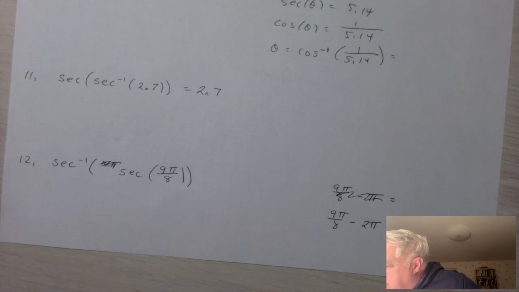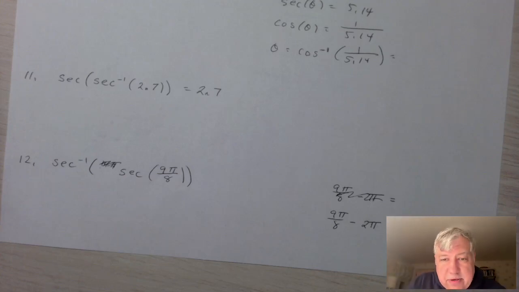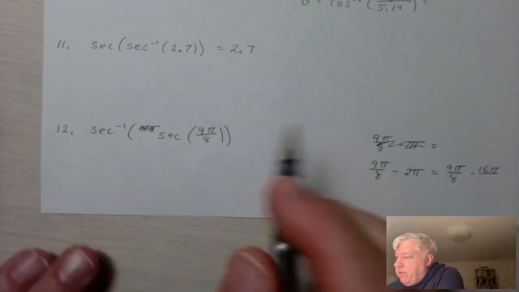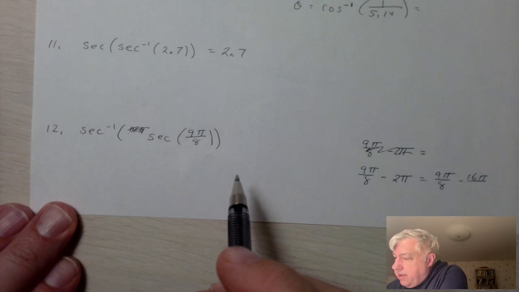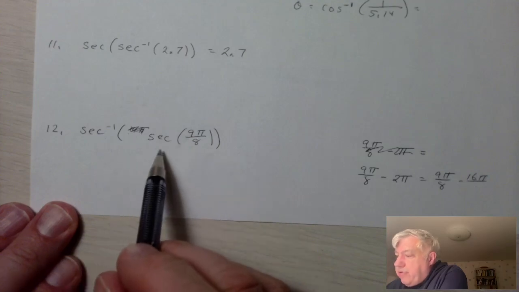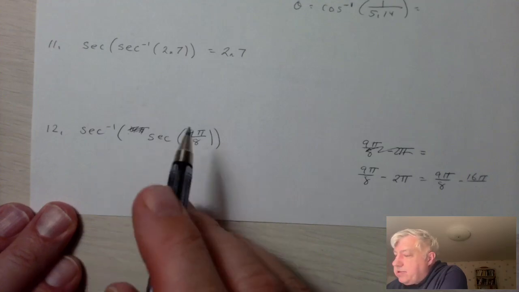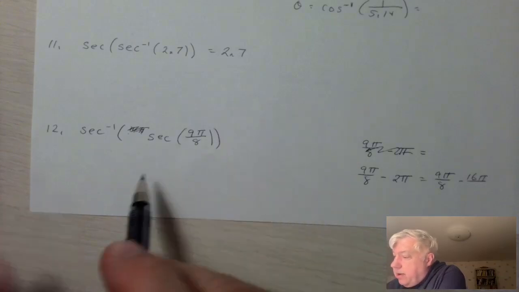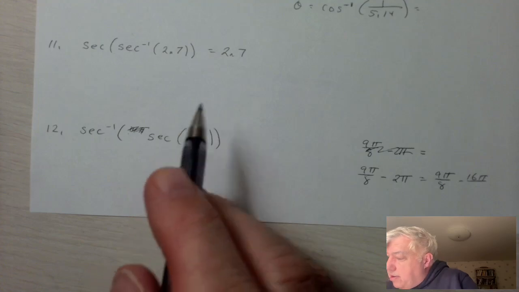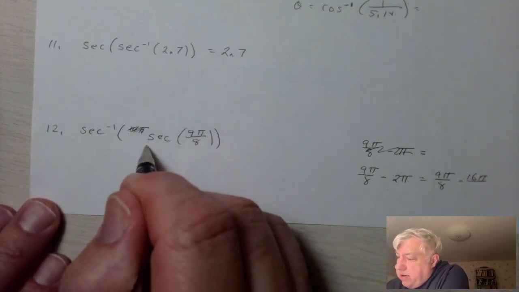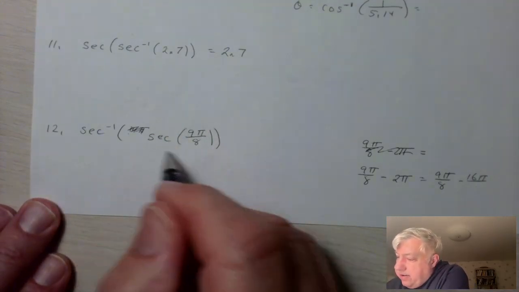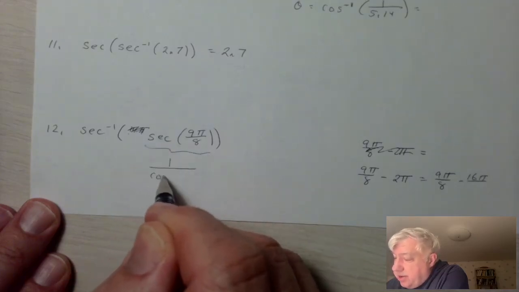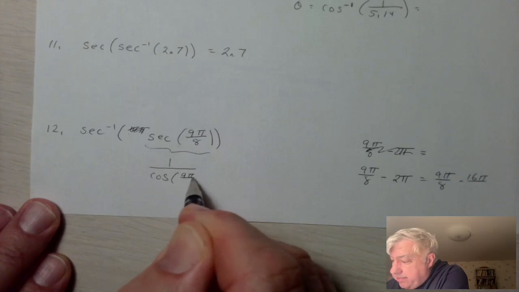Let me just pause things for a moment here. Okay, let's try to work through this again. Rather than trying to find this, let's recall that the secant of 9 pi over 8 is equal to 1 over the cosine of 9 pi over 8.